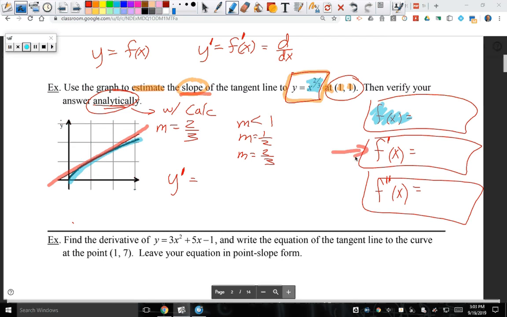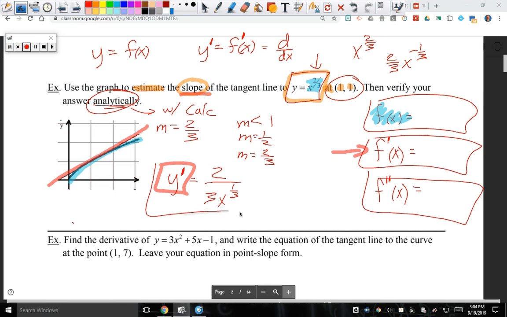is here. But we need to find what the derivative function is. And that's what we're about to find out by differentiating x to the power of 2/3. So let's use the power rule. And what does that become? 2/3 times x to the power of -1/3, which is the same as 2 over 3x to the power of 1/3.